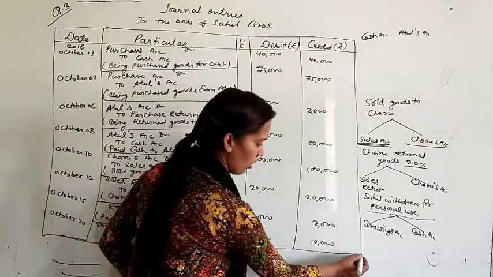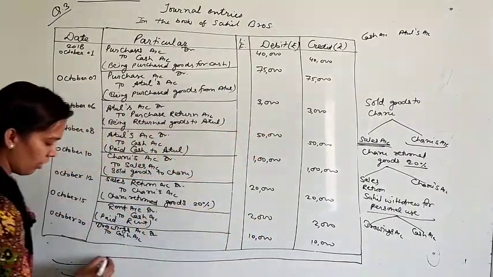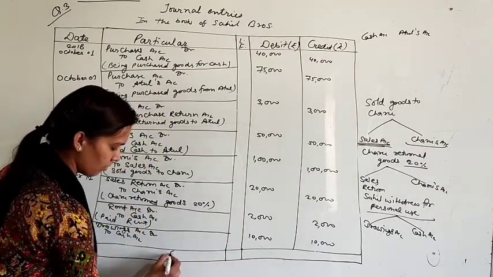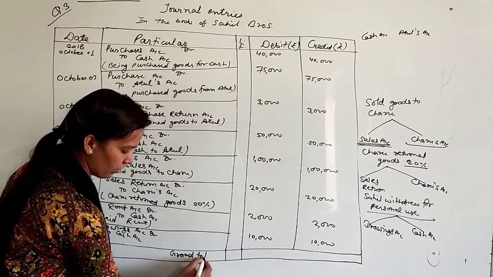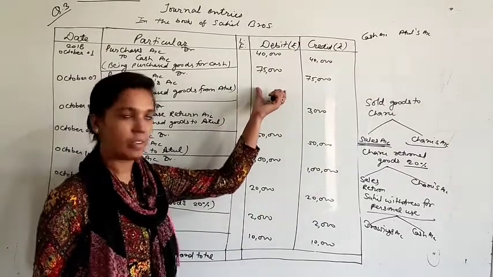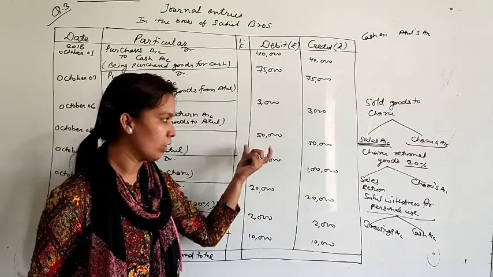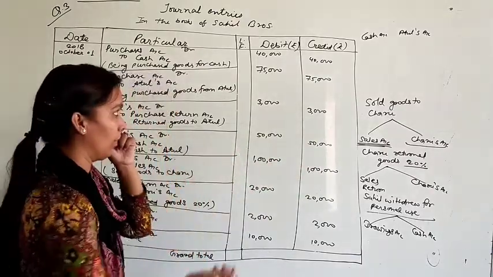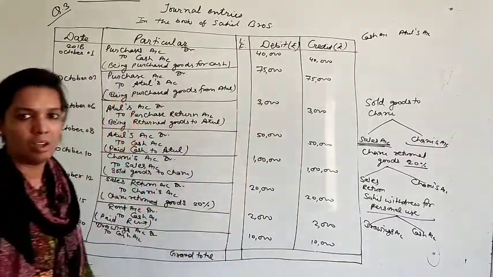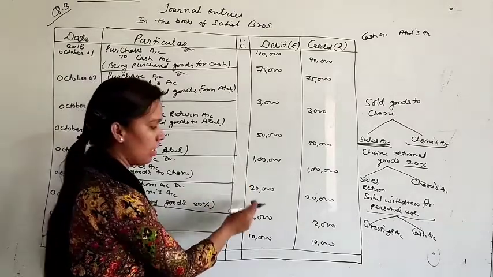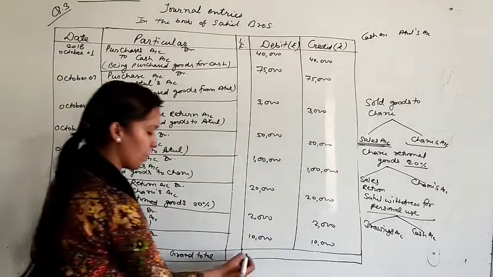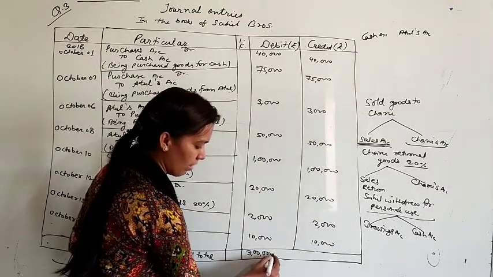Now you should make a grand total of all the amounts. Write down here grand total. The total of both columns should be equal, because the amount we are debiting, the same amount we are crediting. So the total of both columns will be equal. So this total is 115, 3, 118, 118 plus 50, 168 plus 1, 268 plus 20, 288, 290 and 10, 3 lakh rupees. So 3 lakh rupees will be the grand total of all the entries.